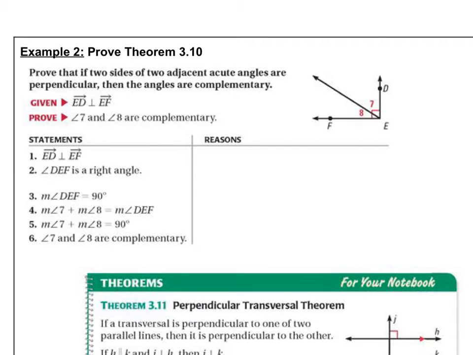So we are given that ray ED is perpendicular to ray EF. Because of that, we know this is a 90-degree angle. We are trying to prove that 7 and 8 are complementary. Okay, so the very first statement here, just like every other first statement we've had so far, is going to be our given.